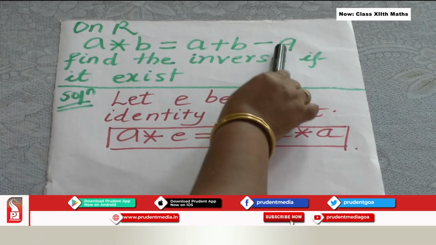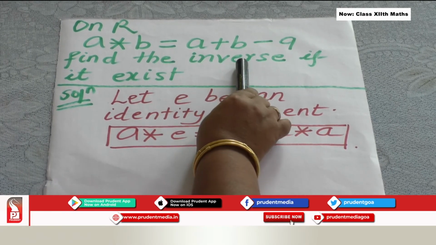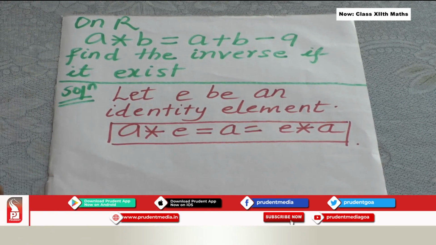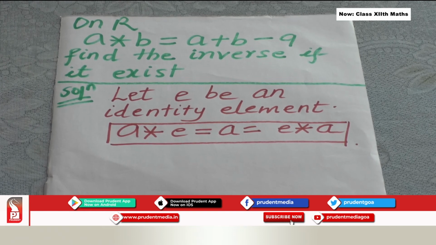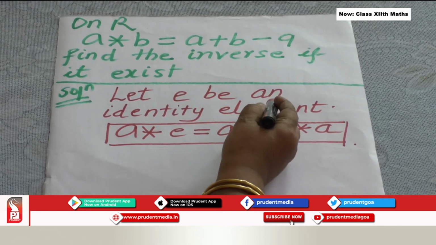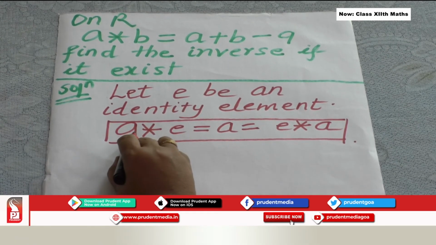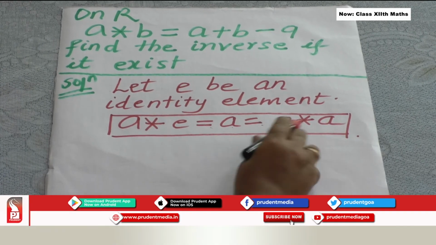I had taken another example. Find the inverse if it exists. So what are you going to do now? Before the inverse, you have to find whether the identity element exists or not. So let E be the identity element. When it is the identity element, you write the definition of the identity element: A star E equals A equals E star A.